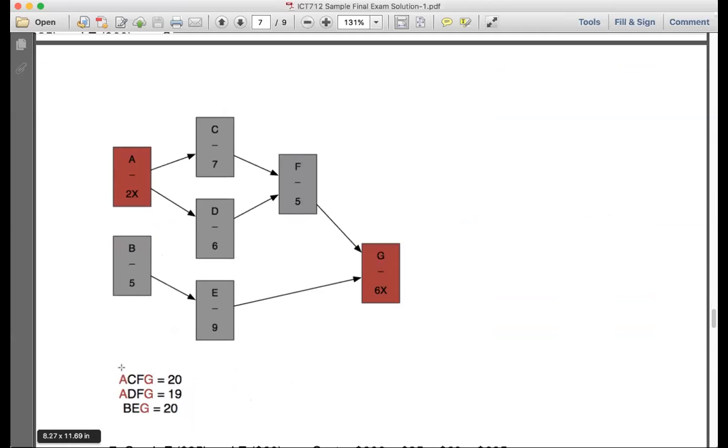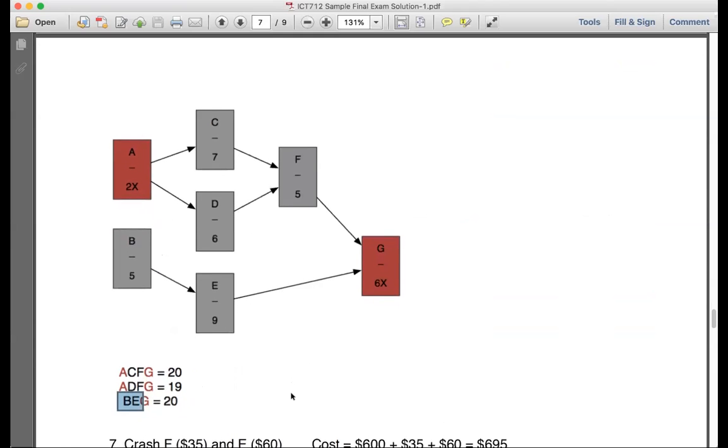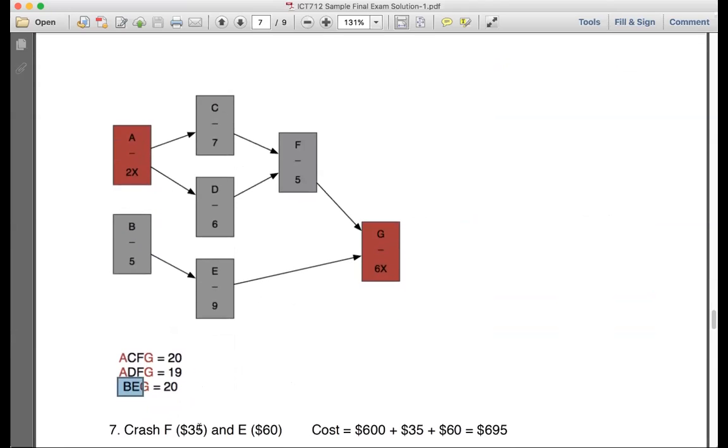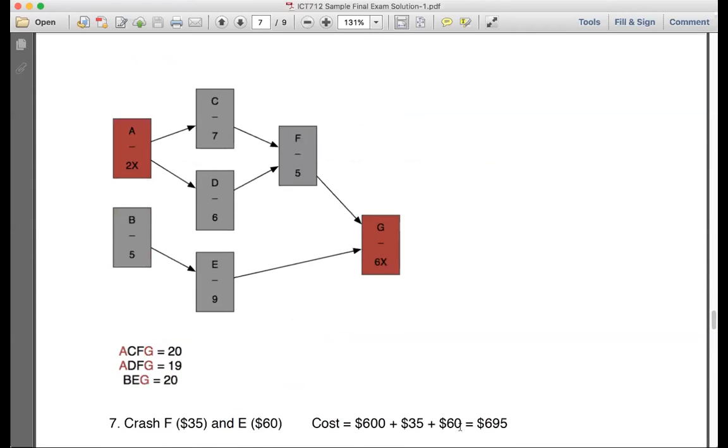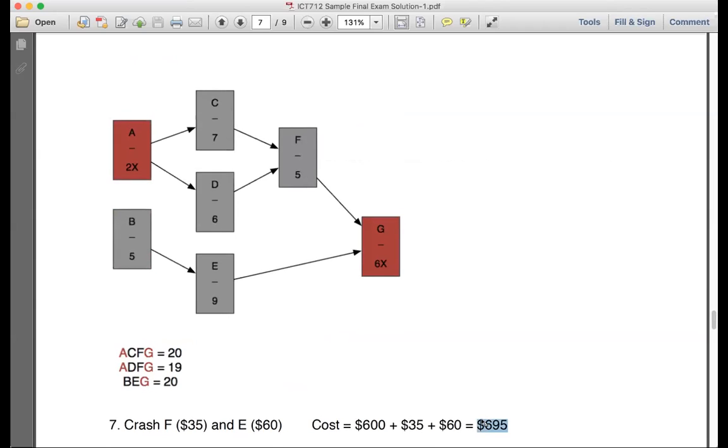Now, between C and F, which one is cheaper? Absolutely F. And between B and E, which one is cheaper? E. So you said F and E are cheaper. So that's 95. And we already have the cost as 600. 600 plus 95 equals 695. Make sense? Yes. How many times can I crash F? One. Sir, why 600 plus 35 plus 60? Yeah, that's 95. 695.